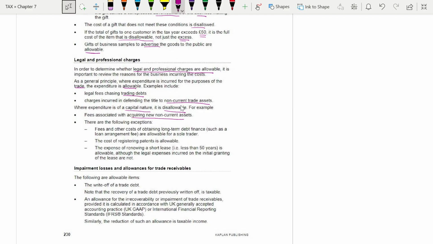The fees and other costs of obtaining long-term debt finance are allowed for the sole trader, for the sole trader only. The cost of registering patents is allowed. The expenses to renew a short lease are allowable, although the legal expenses for the initial granting of a lease are not.